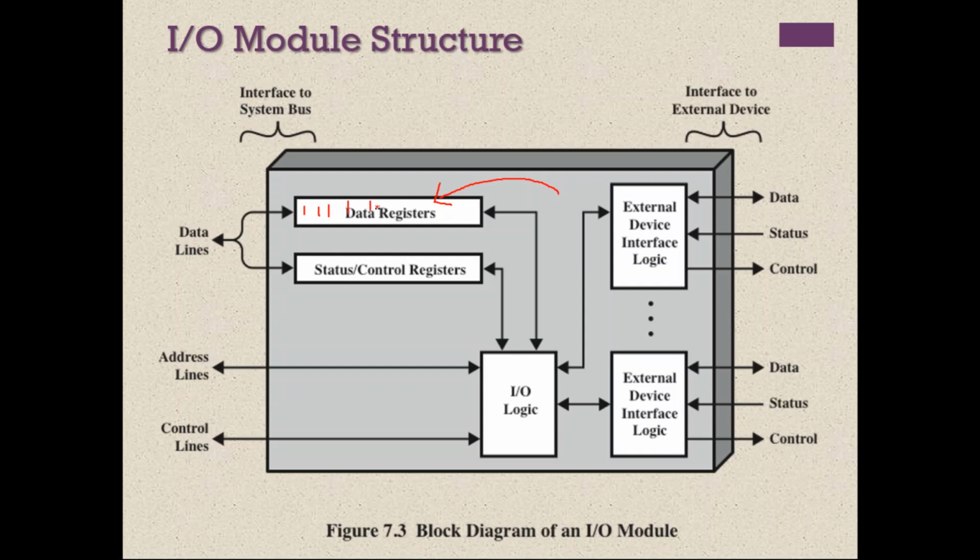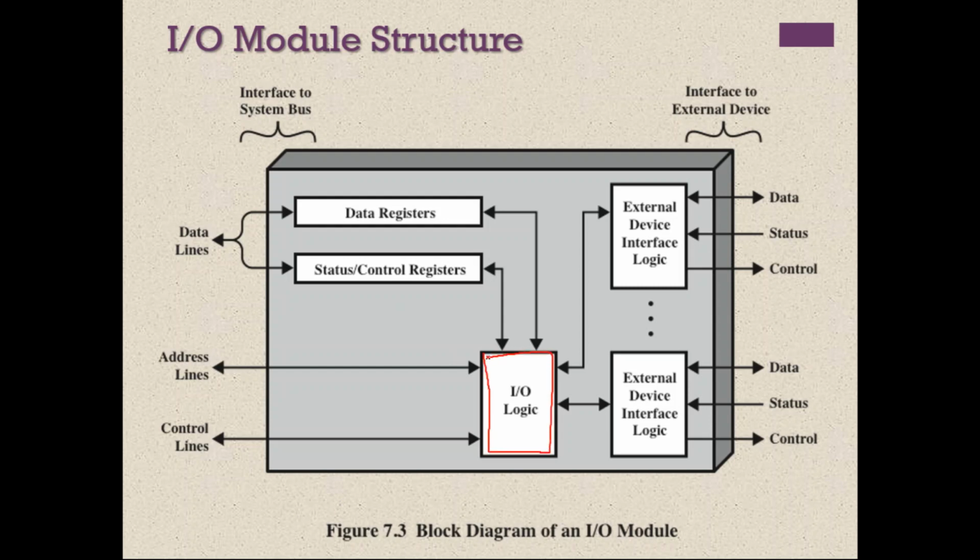Once a set of characters comes, it may be 10 or 50 or 100, whatever it may be, then it will be placed in the data bus. Once it is placed in the data bus, it will be available for the processor, right? So this is how data is transferred from the processor to the IO device, or from the IO device to the processor. Okay, fine.